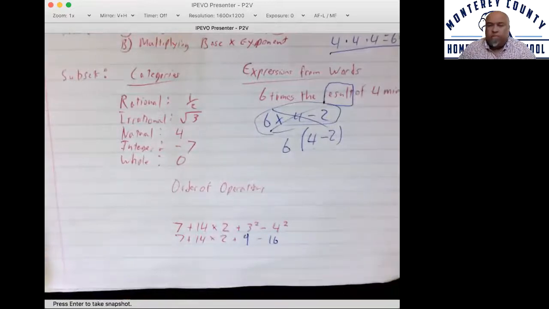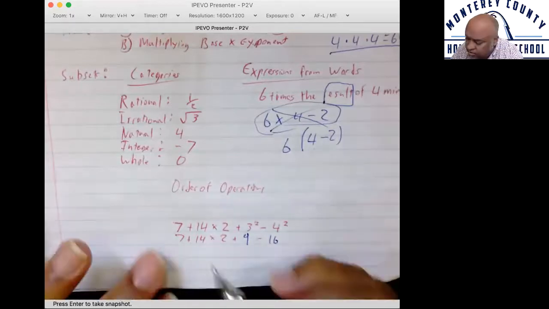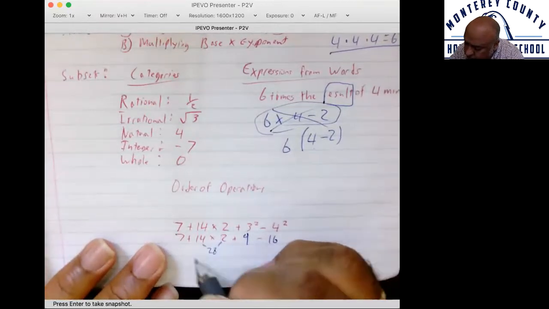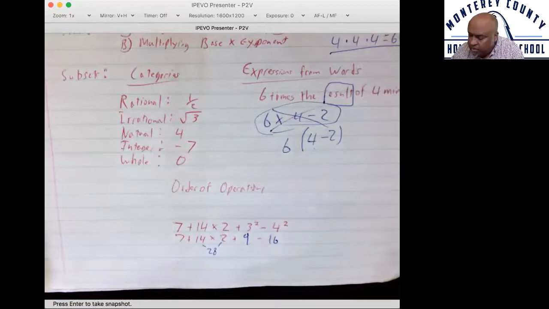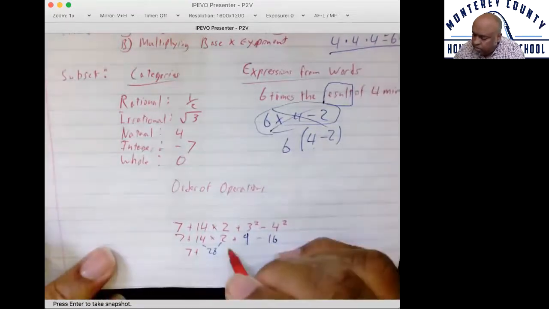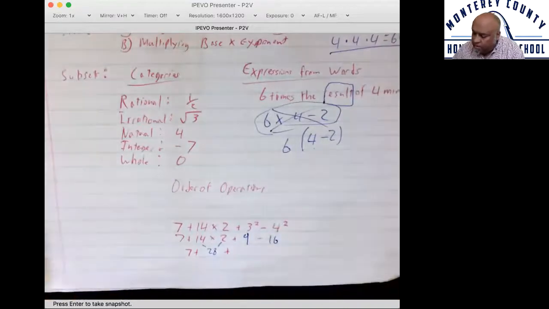So now parentheses are done, powers are done. The next one is multiplication and division. I see multiplication and I don't see any division. So the next step would be to go 14 times 2. 14 times 2 is 28. Now I'm going to rewrite everything else.